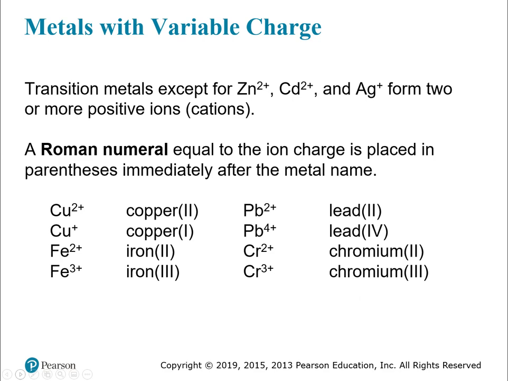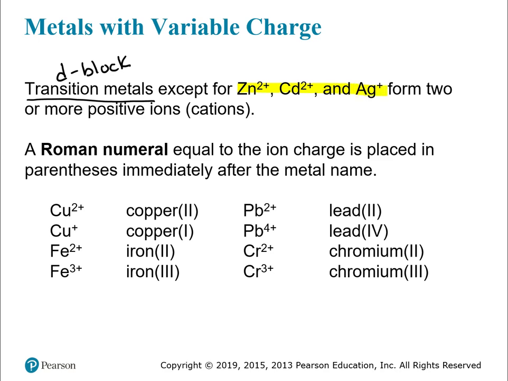Before we can just run off to the races and start writing these formulas, we need to address the other metals on the periodic table. A lot of the metals on the periodic table can form more than one positive ion. Specifically, we're talking about the transition metals. So we're really looking at the D block, if you remember from chapter 4. All of those metals, for the most part, can form 2 or more positive ions. There are some exceptions, though, and you'll need to know these.